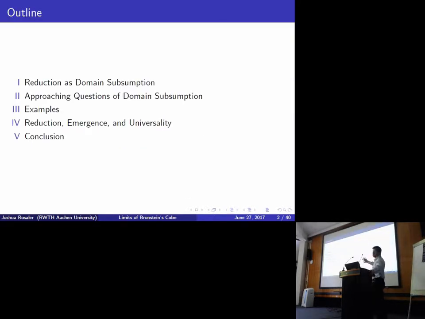So the talk will be divided into 5 sections. First, we'll be introducing a particular concept of reduction as domain subsumption, then how to strategically or methodologically approach questions of domain subsumption between theories in physics. Then I'm going to give some examples. Then I'll talk about the relationship between this particular concept of reduction and emergence and universality, and then I'll briefly wrap up.